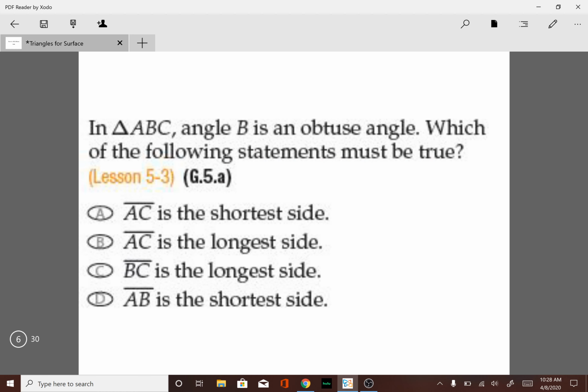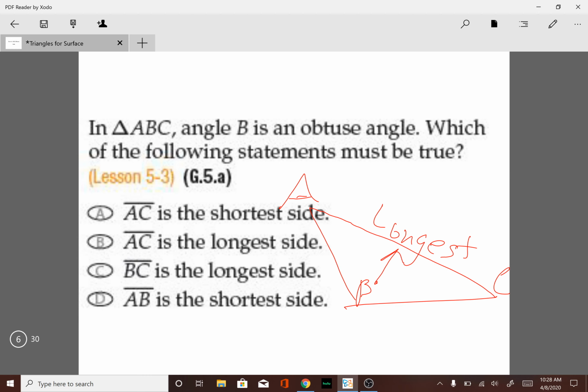In triangle ABC, angle B is an obtuse angle. Which of the following statements must be true? So ABC. AC is the shortest side. Well, not a guarantee, because angle B is the biggest angle, which means it's going to be across from the longest side. And AC is the longest side. It is going to be B.